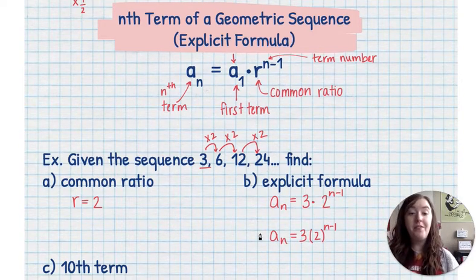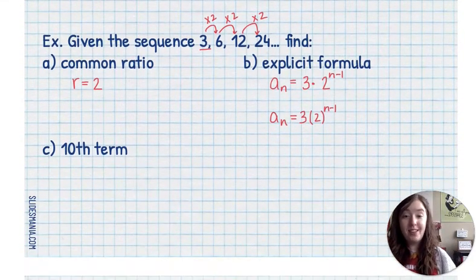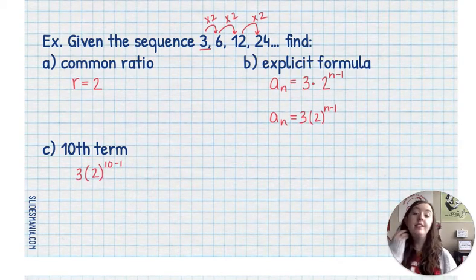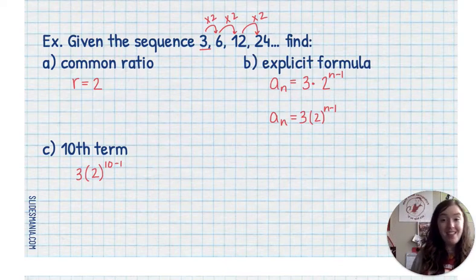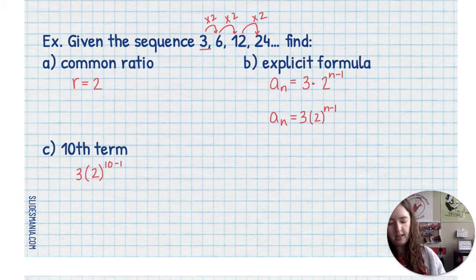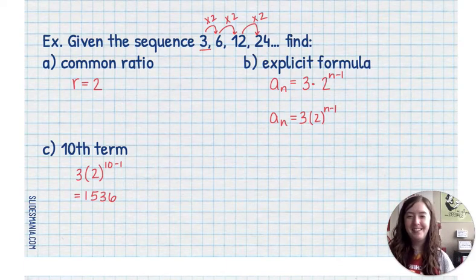Good deal. Now we want to find the 10th term. To find the 10th term, we're just going to plug in 10 for n. So I'm going to have 3 times 2 to the 10 minus 1. So we'll take 2 to the 9th and then multiply that by 3. And that will end up being 1,536. Good deal.